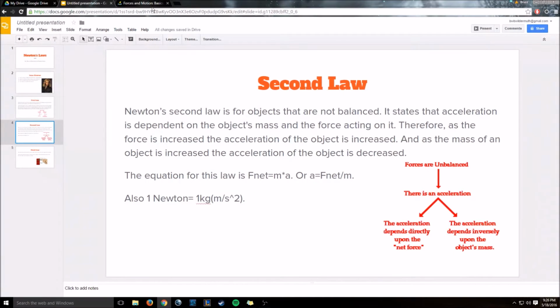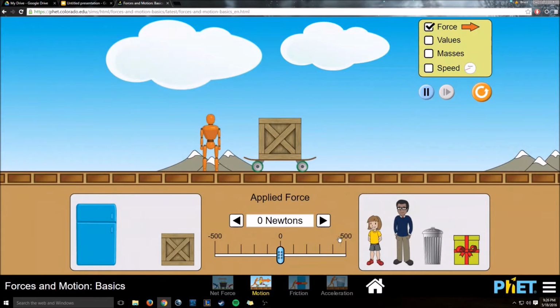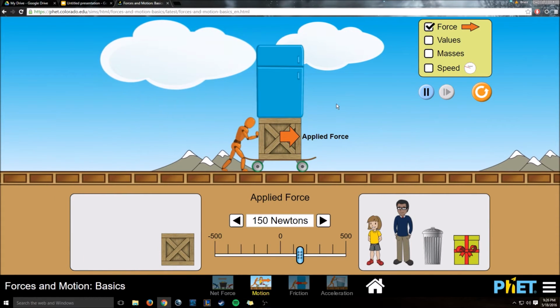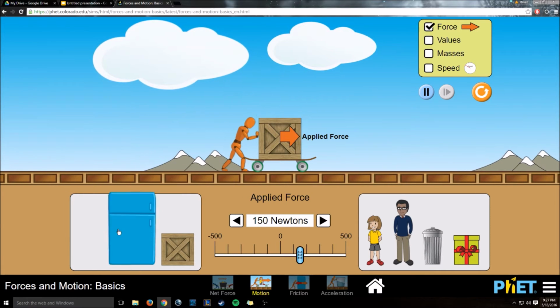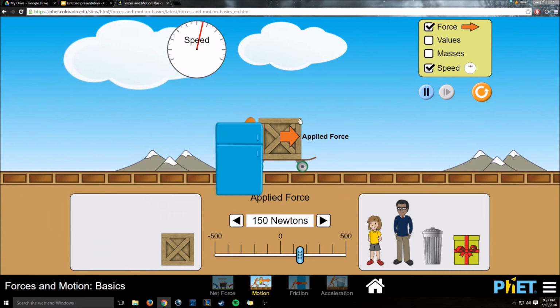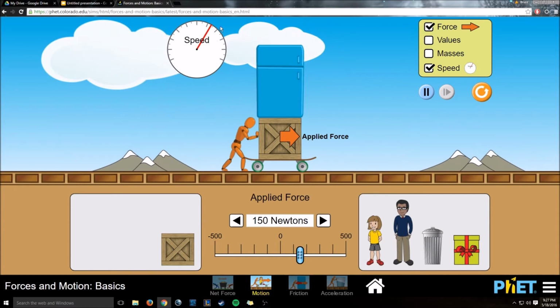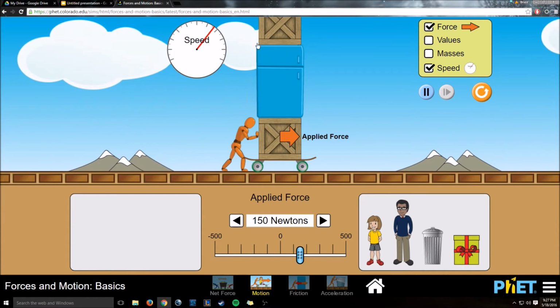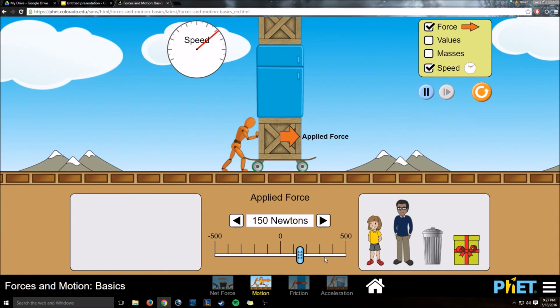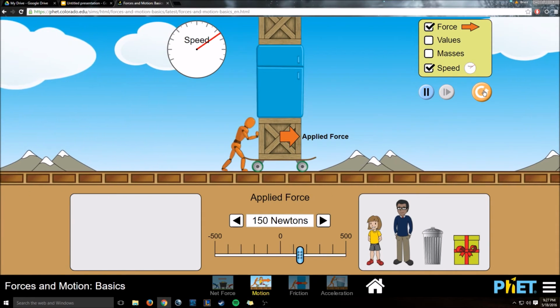And that also means that if we increase the mass of an object, the acceleration is going to decrease. So if we just add, say, 150, let me get the speed up. So you can see the speed's increasing. We drop a fridge on there, it's going to start slowing down. We add another box, it's going to go even slower. It's going to decrease the acceleration a little bit there. So both of those work.